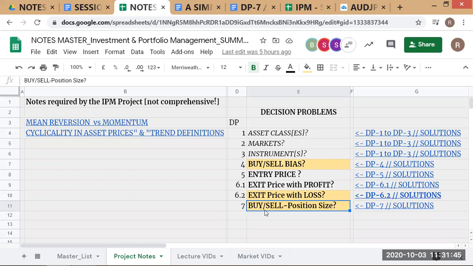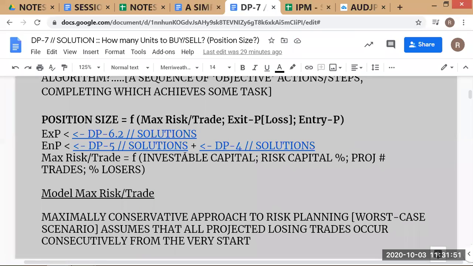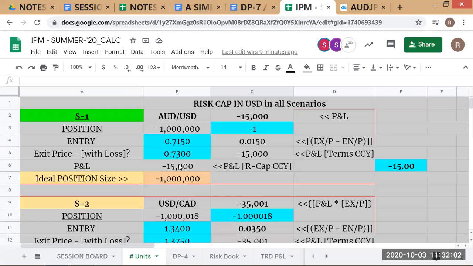It is actually a dependent variable. Position size is a dependent variable, which is a function of all these things. This is how it should be done. Okay, that's what I'm telling you here. So in order to arrive at this final modeling, you have to do some intermediate steps. You have to see the maximum risk per trade. For that, those steps we had already done earlier.